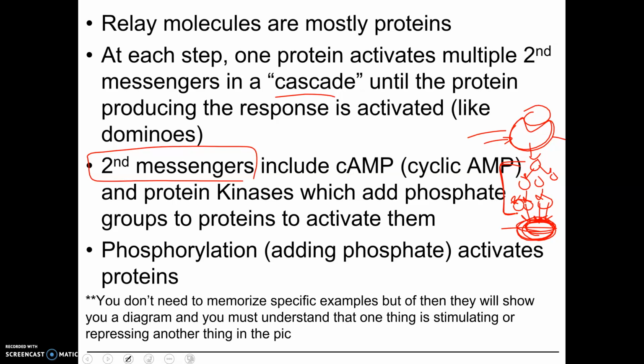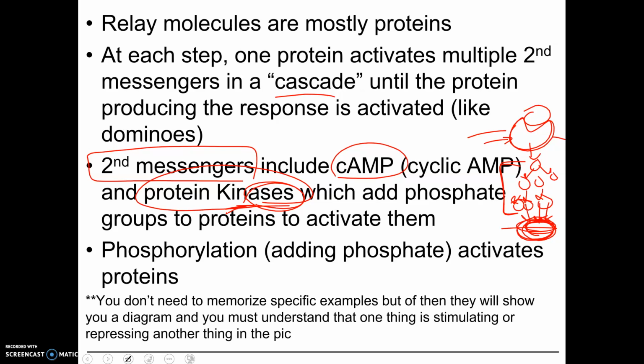There are a lot of different second messengers. Two common ones you might see would be cyclic AMP or protein kinases. The "ase" tells you this is an enzyme, and kinases in general add phosphate to things, or phosphorylate. And the reason that's important is because adding phosphate to proteins tends to activate them.